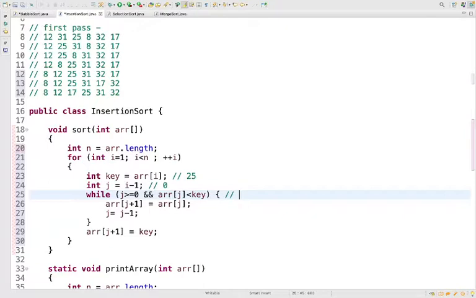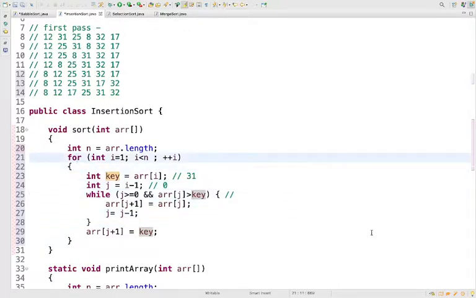Okay, so in the first iteration, the key will be 31, and the j value is 0. If j is greater than or equal to 0 and arr[j], that is arr[0], in this case it is 12, and key is 31. Sorry, it should be greater. Okay, yeah. If it is greater than the key, we have to swap the elements between them. If it's not greater, that's totally fine. We will move to the next element. That's how it will be.